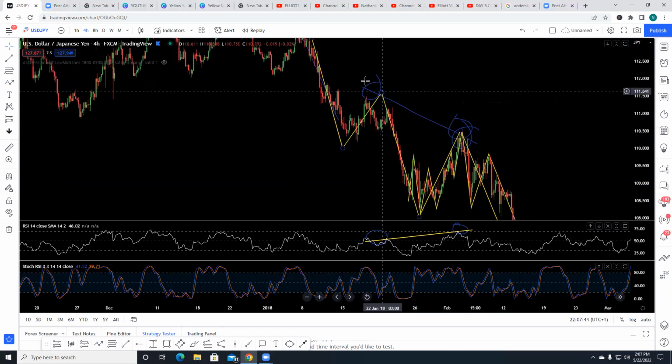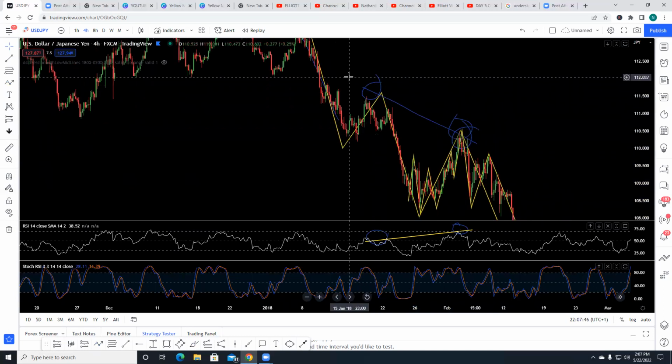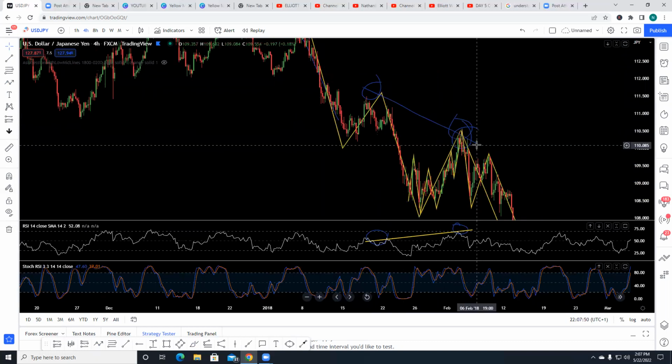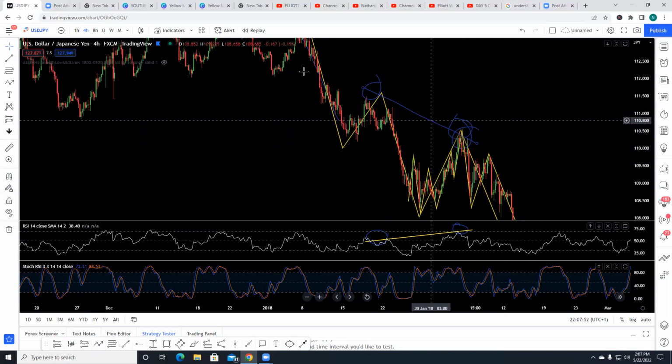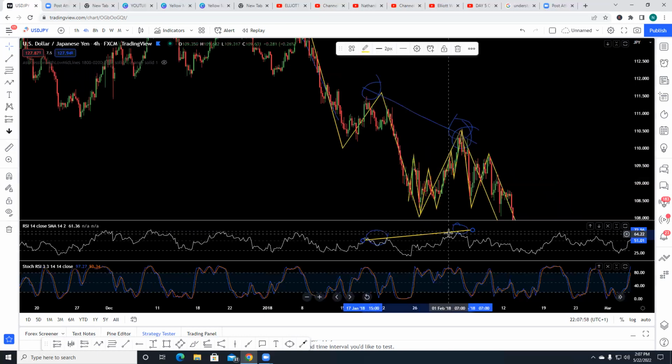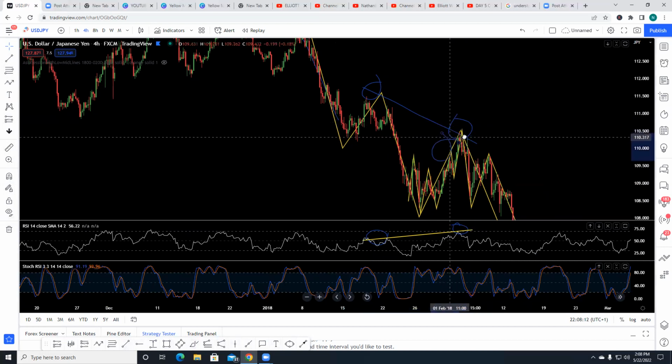This is the swing, and this is another swing. So this last swing is making a lower high, guys. This high is lower than this high. This is a lower high. But if you come to the RSI indicator, it's actually making a higher high. It means that this market is giving you a premium price to sell. Okay, giving you a premium price to sell.